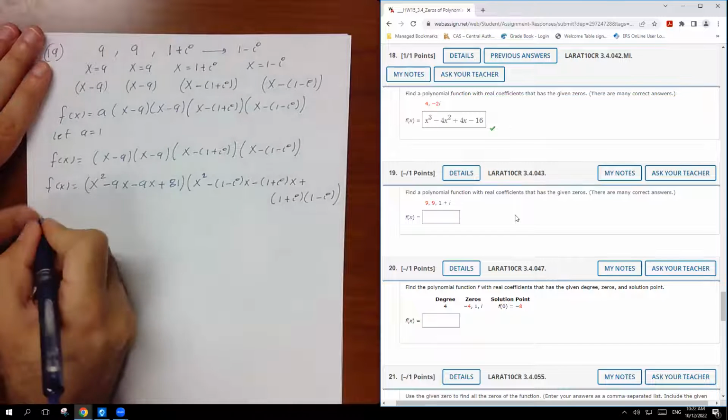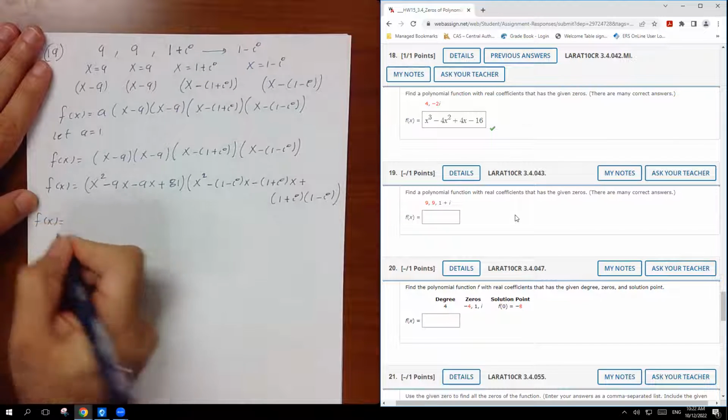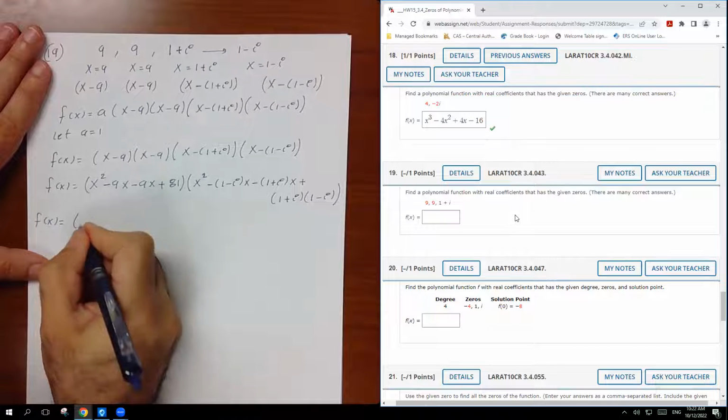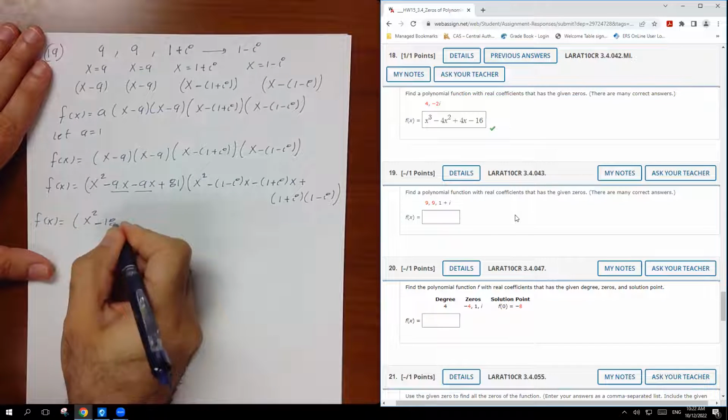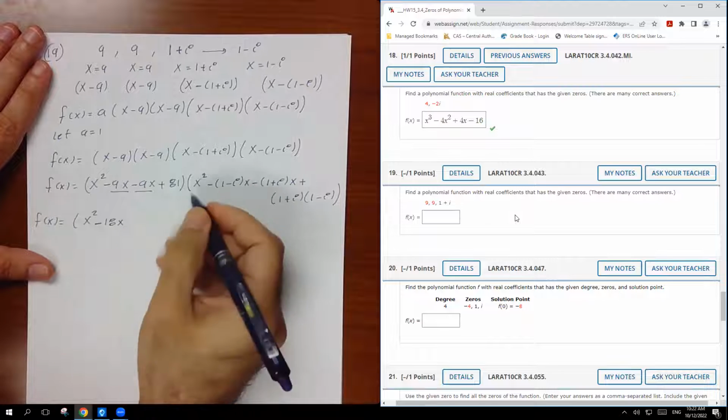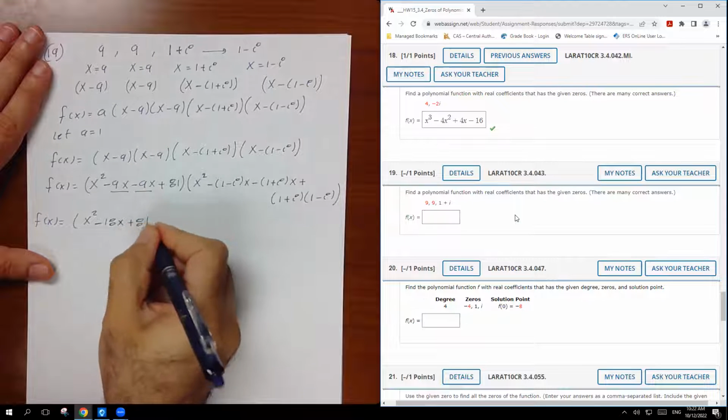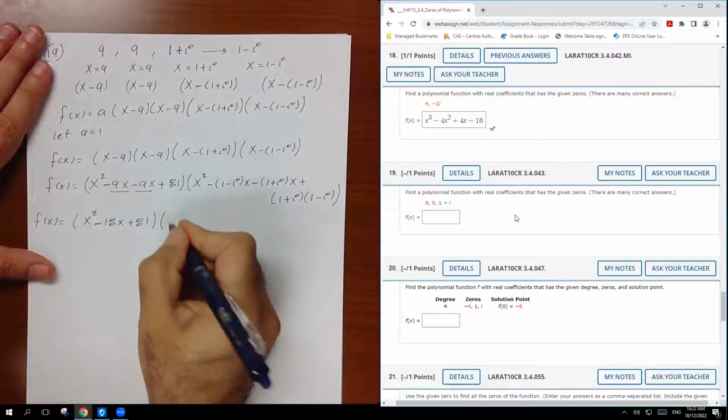Now, next step, f of x is going to be equal. Combine the like terms here, so it's going to be x squared minus 18x plus 81. Here, I'm just going to simplify it.